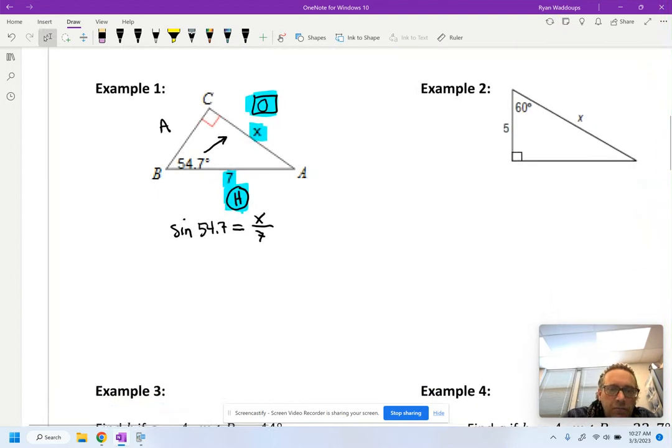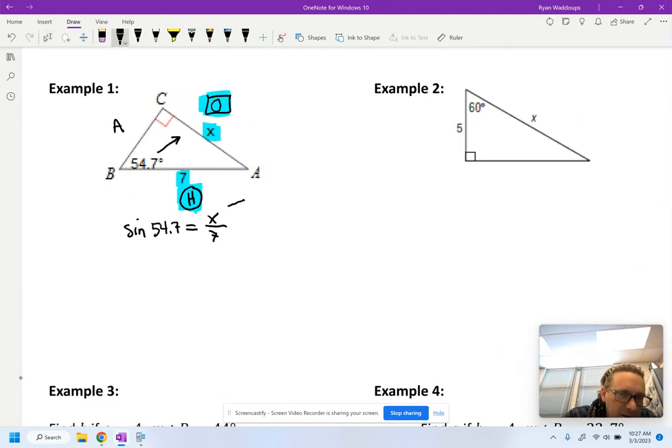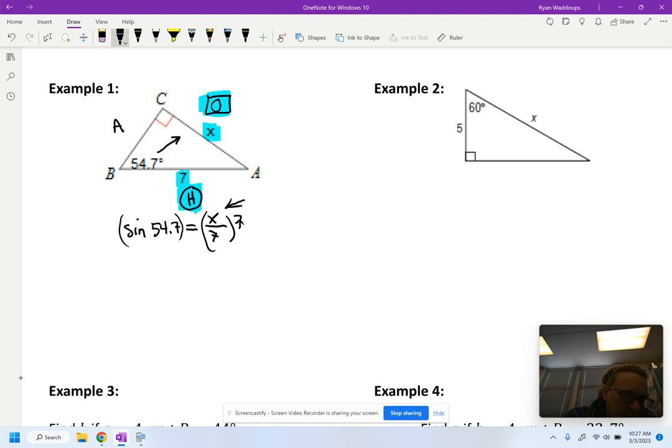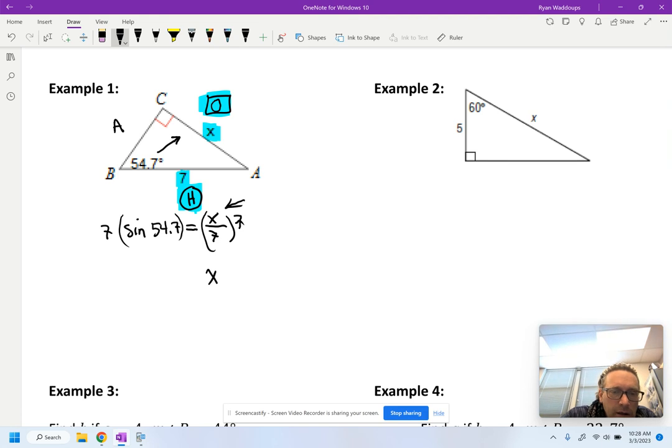So I want to know what x is. And so x is right now being divided by 7. And so the opposite of dividing is multiplying. So I'm going to multiply this side by 7, but I have to do the same thing to both sides. So I'm going to multiply this side by 7 as well. This cancels the 7s. And the only thing left to do is just put this in the calculator.